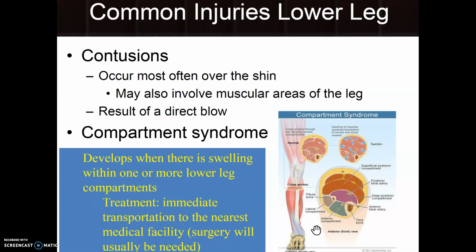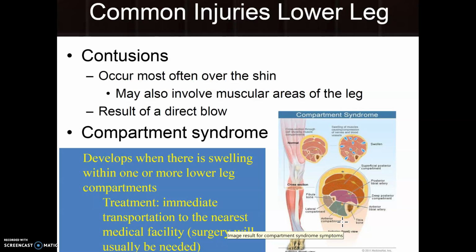So the lower leg compartments are shown here. There's a lateral compartment, a superficial posterior, a deep posterior, and an anterior compartment. And the blood supply and nerve supply to the foot go through this region. And so as the compartment starts to fill up either with swelling or blood, it can impinge and choke and occlude the blood flow, causing tissue death down in the foot.